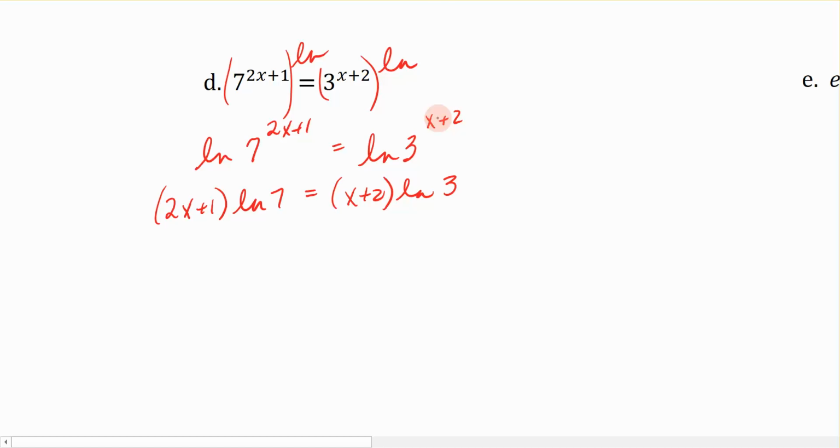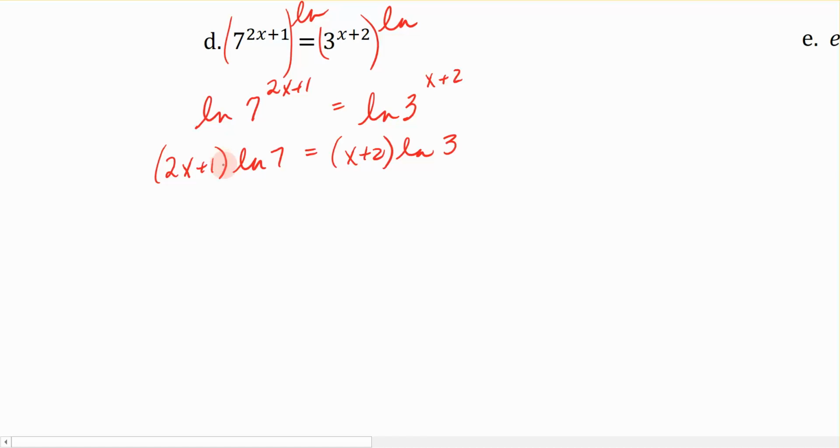So now the variable that I'm trying to solve for is out of the exponential position and outside of the log part. So we are going to now do the distributive property, because we have something on the outside of parentheses and I want to remove parentheses. Keep in mind that when I take the natural log of 7 on the calculator, I just get some decimal number. So keep thinking that this is just a number and I'm going to multiply it into each of the terms on the inside. That's going to give me 2x ln 7 plus ln 7 when I multiply the natural log times 1, equals, on this side, x ln 3 plus 2 ln 3.